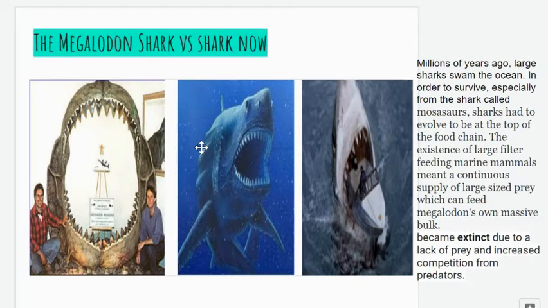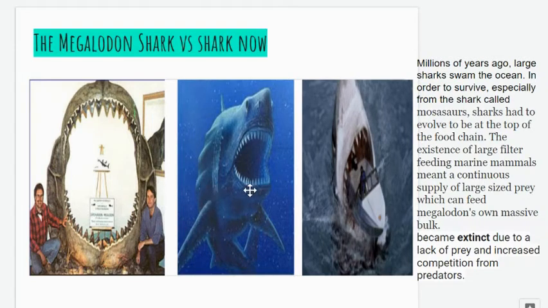Millions of years ago, large sharks swam in the ocean. In order to survive, especially from the shark called mosasaurs, sharks had to evolve to be at the top of the food chain. The existence of large, filter-feeding marine mammals meant a continuous supply of large-sized prey, which can feed megalodon's own massive bulk. They became extinct due to lack of prey and increased competition from predators.